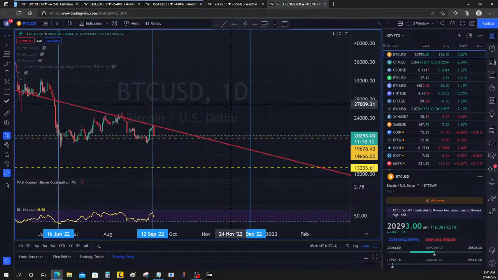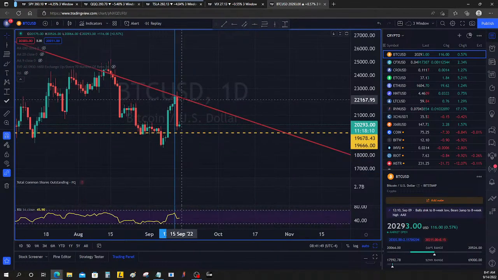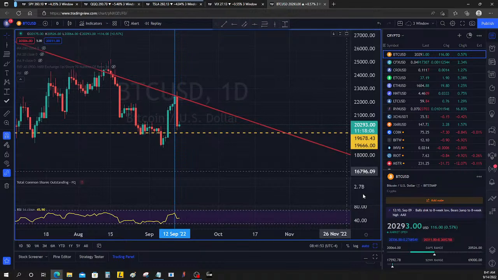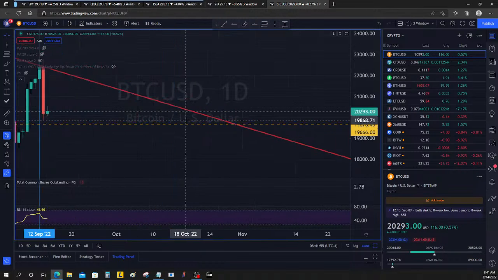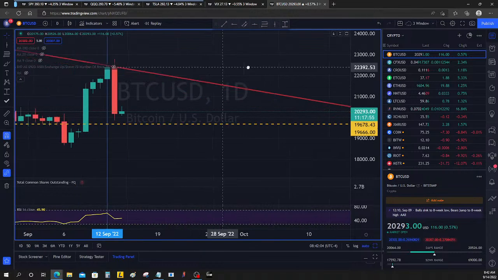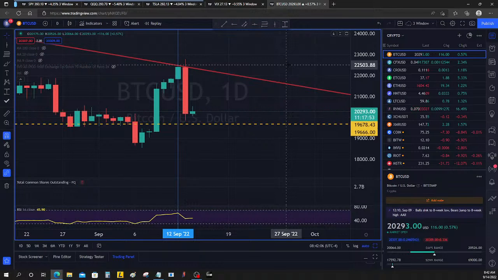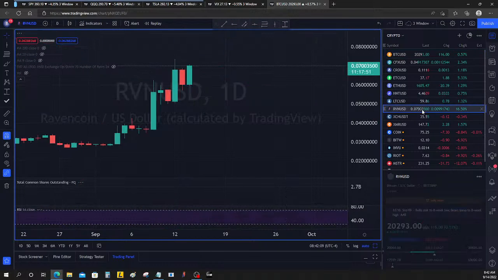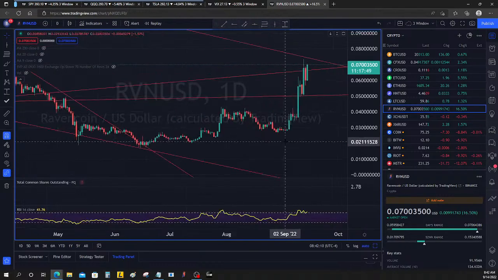So here we are. Yesterday, Bitcoin came up to the neckline on, let's see, that was Monday. Was that the 12th? Yeah, Monday was the 12th. And then yesterday, it tried to poke through and took a massive rejection. Kind of makes me wish that I'd traded Bitcoin. The only reason I really keep an eye on Bitcoin is because I mine Ravencoin.